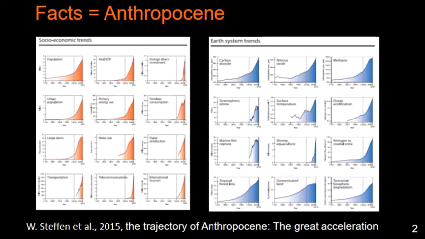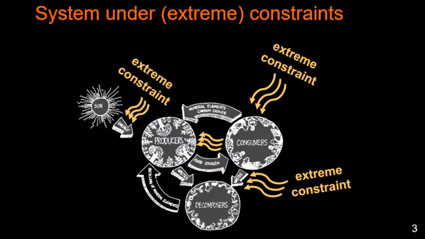To start, let me show you this part of the paper done by Steffen et al. This paper is dedicated to the trajectory of the Anthropocene, the Great Acceleration. In fact, human activities have begun to influence the global physical, chemical and biological processes, and the 50s are considered the beginning of this Anthropocene. The global changes come from extreme constraint.